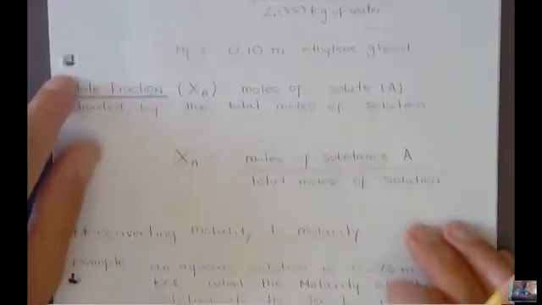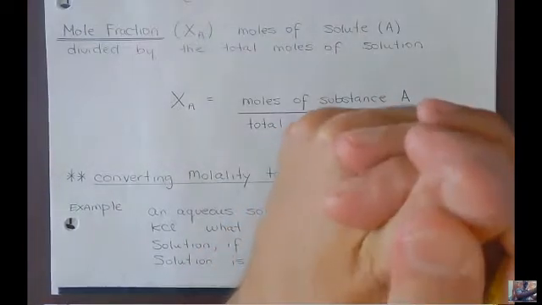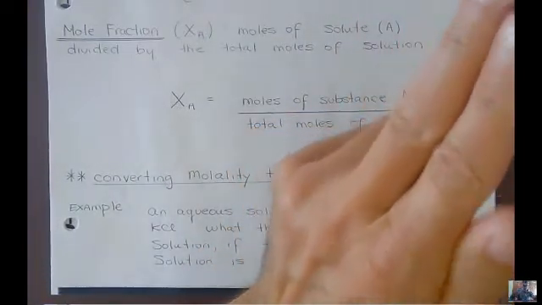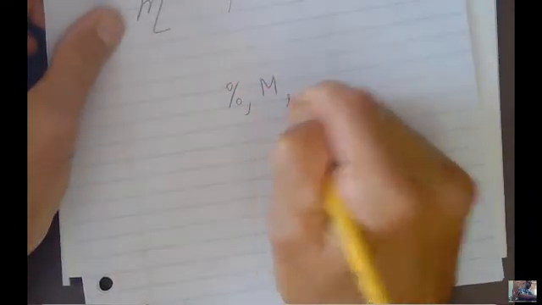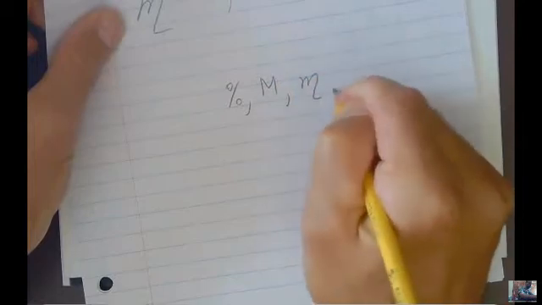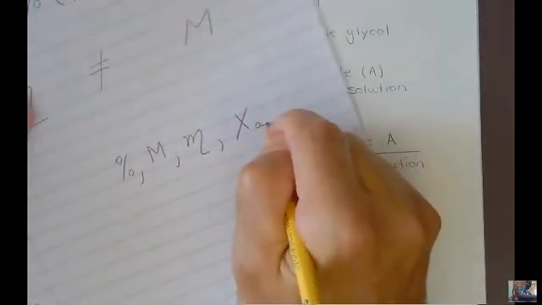Okay, another one. Mole fraction. So far we have percent, molarity, and molality. What's the third one? So we have percent, that's easy, you knew that already. Molarity, molality, and the last one is called mole fraction. Okay, X of A. What's A?